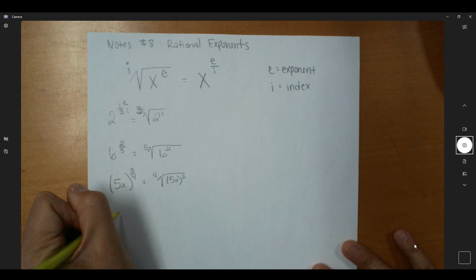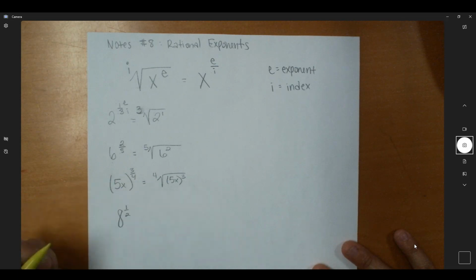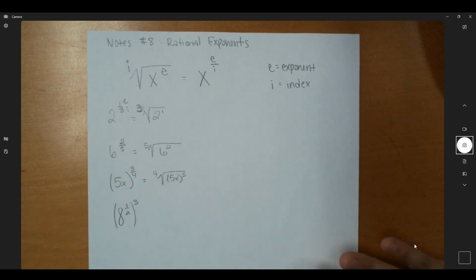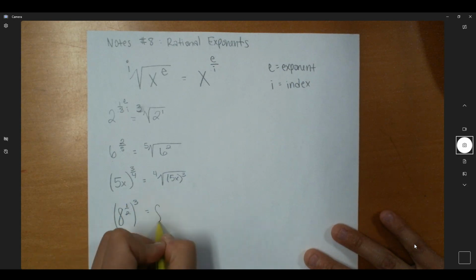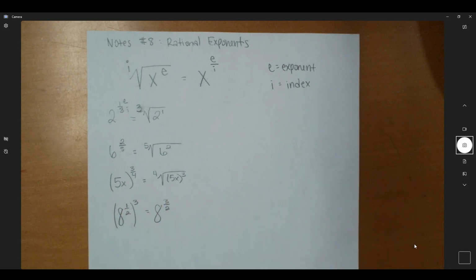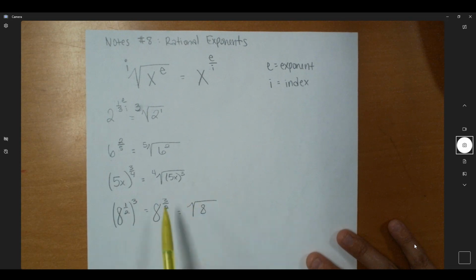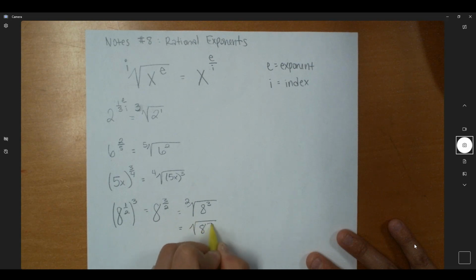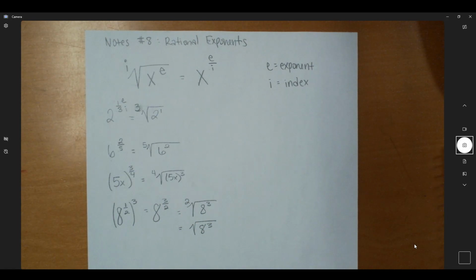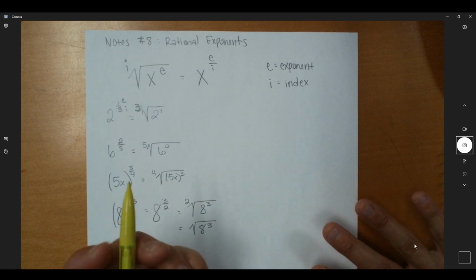What about one like this? So 8 to the 1/2, all to the 3. Okay, so this is using some of our exponent rules now. We know that this is a power to a power, so you're multiplying 1/2 times 3. So you can write this as 8 to the 3/2. And then you would write it in the radical form. Our base is 8, the exponent is 3, and the index is 2. Another way to write this, because you don't need the index of 2 when it's a square root, you can write it like that too. Either way works.